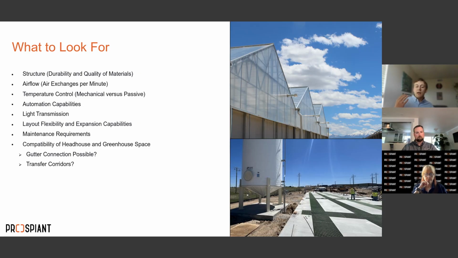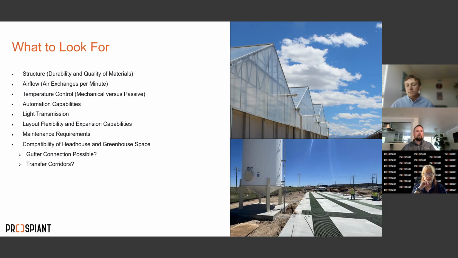You could walk from the greenhouse to the processing building to the head house without ever actually having to go outside. And if you're in a geographical location where, say, it rains or snows a lot, that's going to help save just efficiency on moving from one end to the other. And using transfer corridors will help a lot with the gutter connected houses as well.